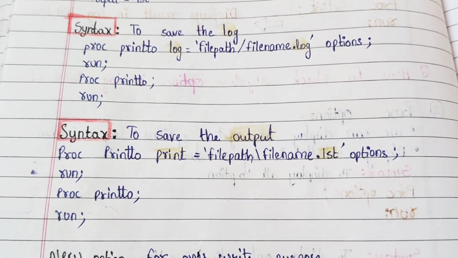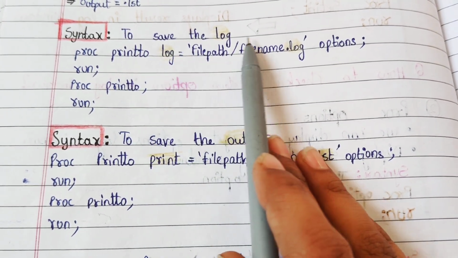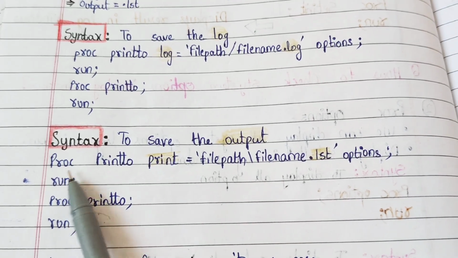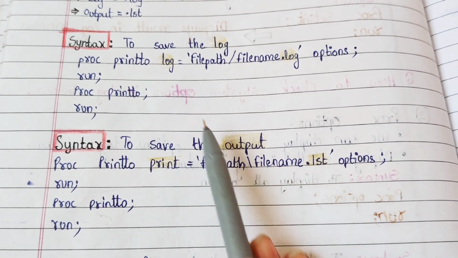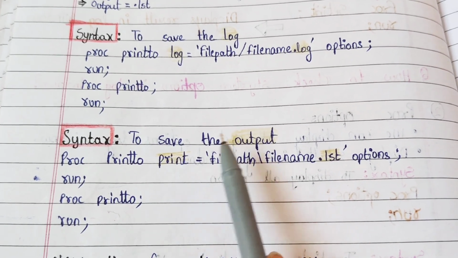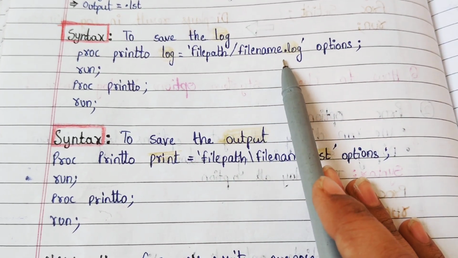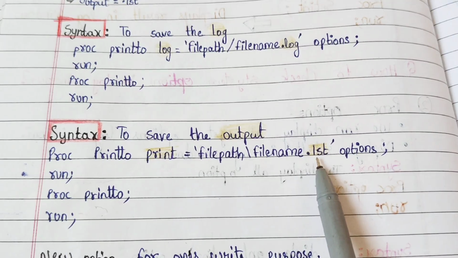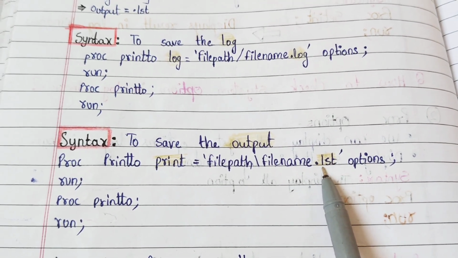Now the next syntax you can see here. This is the syntax to save the log, and this is the syntax to save the output. So proc printto print. Here we are using log, and for output we will write print. Don't get confused: for output we write print. Everything is the same, but instead of the extension .log, here we write .lst. This is our extension, listing.